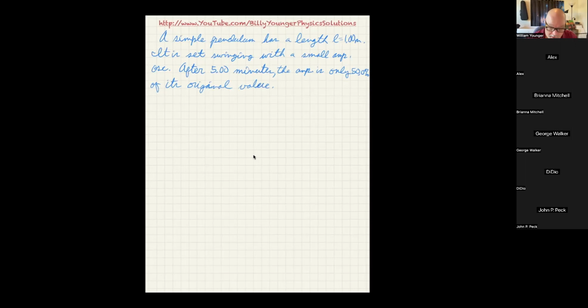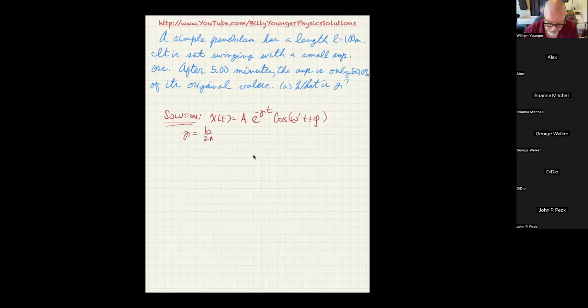But anyways, okay, so A, what they want to know is, what is the value of gamma? So what I mean by that, let's write down here the solution. I'll finish the question in a second, of course, but I wanted to stop and let you know what gamma is because I didn't explicitly write it on the last slide. x of t is equal to A times e to the negative gamma t times cosine omega prime t plus phi. Okay, so from what we saw earlier, clearly gamma is b over 2m. So that's what I mean by gamma.